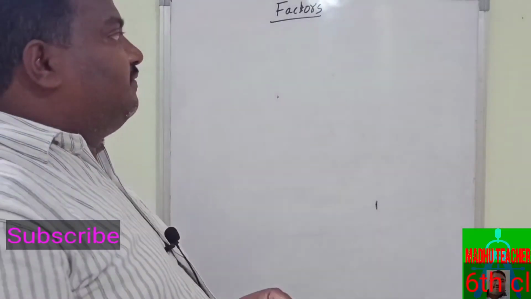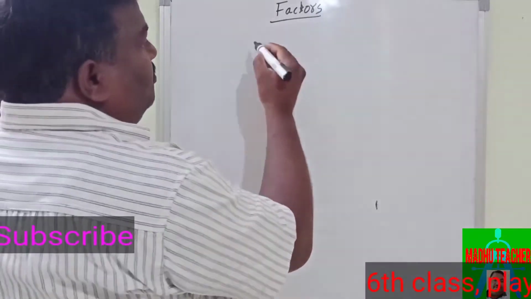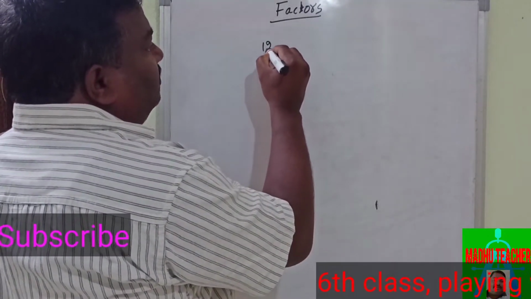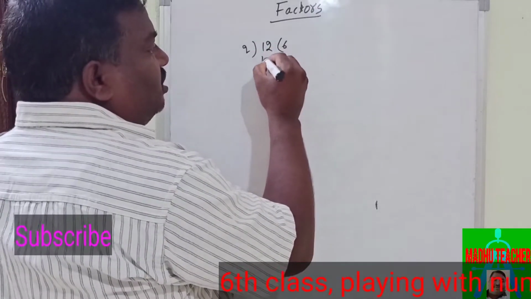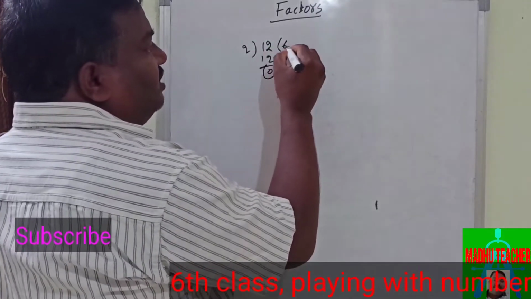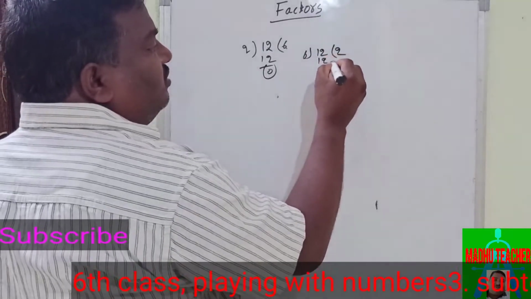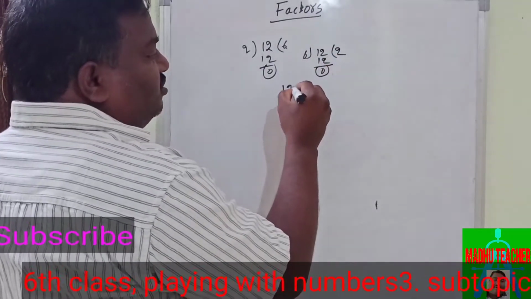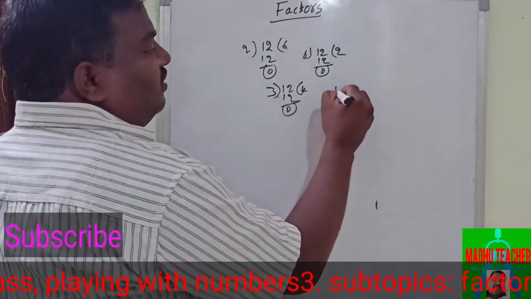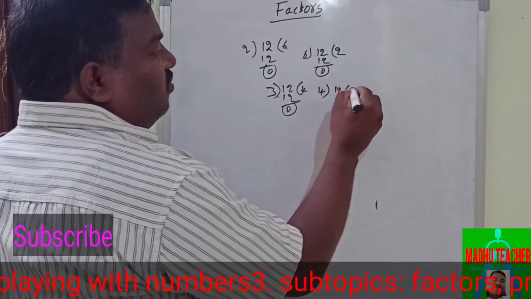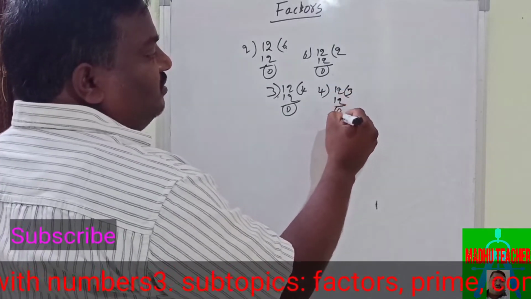Our topic is factors. Factors means, suppose 12. 12 is divided by 2. 2 sixes are 12. And 12 is also divided by 6. 6 twos are 12. 12 is also divided by 3. 3 fours are 12. 12 is also divided by 4. 4 threes are 12. And so on.